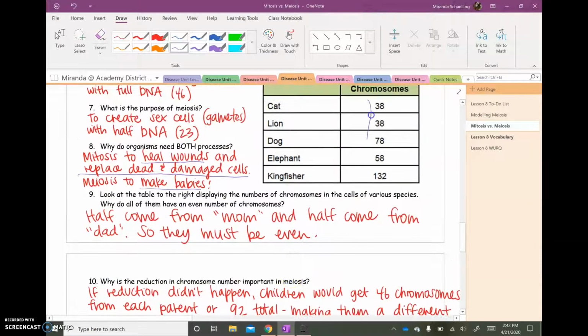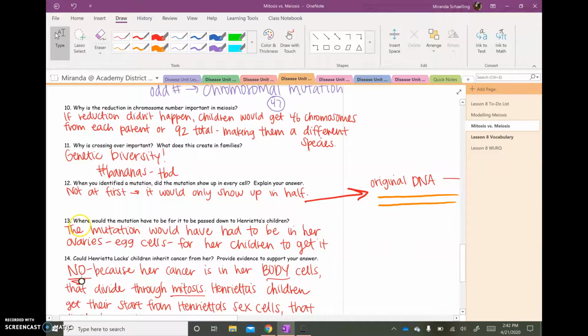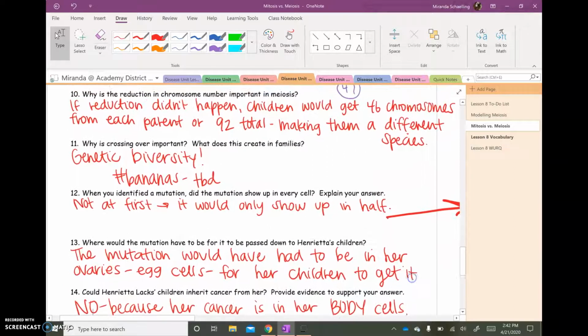The reason that all of these are even numbers, half from mom, half from dad, is it has to be even. If it's an odd number, then there's usually some sort of chromosomal mutation. For example, in Down syndrome, they have an extra chromosome, and so they have 47. Why is the reduction in chromosome number important? It's kind of like I said before, we don't want to have 92. Why is crossing over important? Why do we care about genetic diversity? We care about it because bananas, and you'll see what that means later.